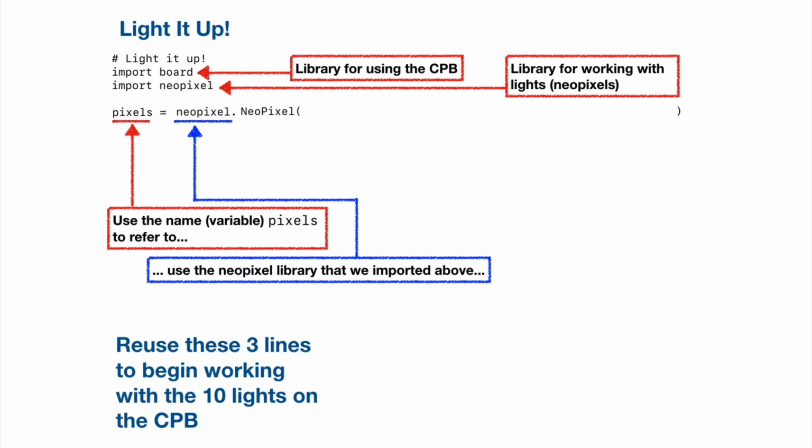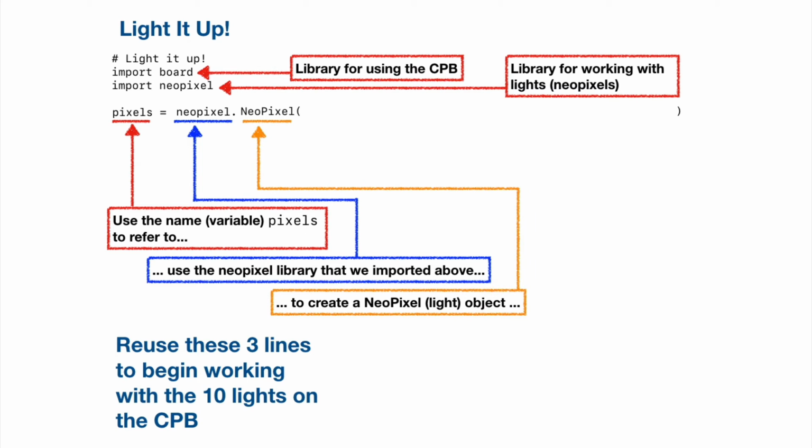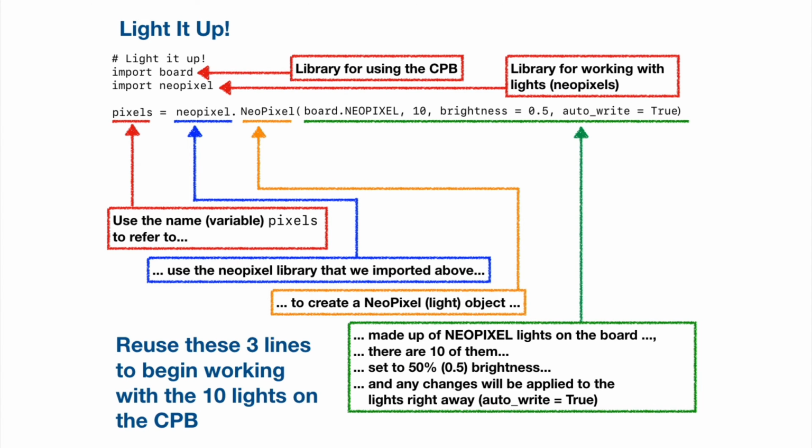NeoPixel is followed by an open and close parenthesis, and just like our print statement, inside the parenthesis we're going to put in everything that needs to be used by this command NeoPixel. Now if you look at this statement, there are actually 4 parameters separated by 3 commas. The first thing is lowercase board dot all capital NeoPixel. That just says, hey, we are referring to the lights on our board. After the comma we have 10. That means there's 10 lights on the board.